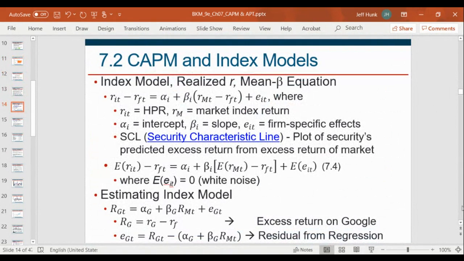Whereas in the security characteristic line, tongue twister, the horizontal axis is the market excess return, and the vertical axis is the individual stock's excess return. And that's obvious why it has to be that way, because we are regressing an individual stock i's excess return against the market excess return. That is the y variable, and this is the x variable, so that's why it is the horizontal axis and the vertical axis.